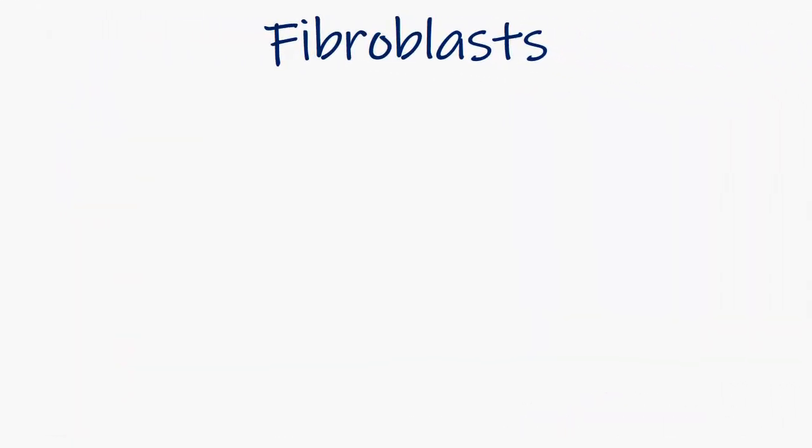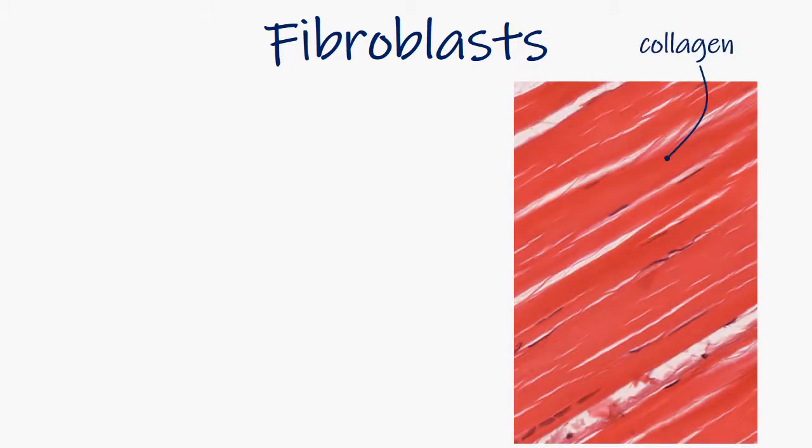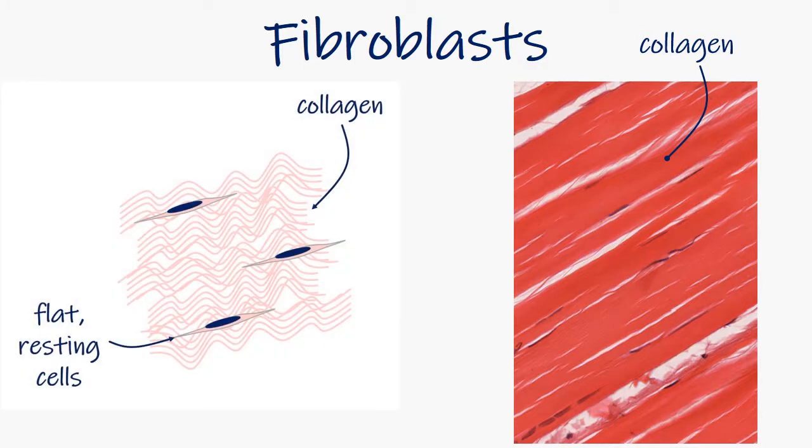Let's take a quick look at this under the light microscope. Here's a high magnification section through a tendon, which connects muscles to bone and therefore requires enormous tensile strength, which is accomplished by regularly arranged dense collagen fibers. Comparing it to the schematic that we just looked at, you can see the nuclei of the flat resting fibroblasts in amongst the large amounts of collagen. Now that you know about fibroblasts, let's look a little more closely at the collagen that they produce.